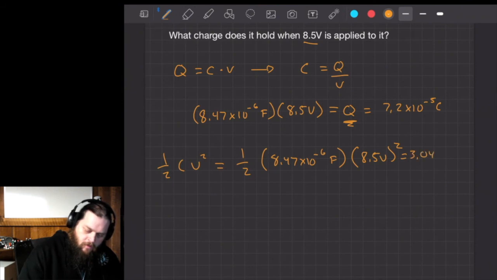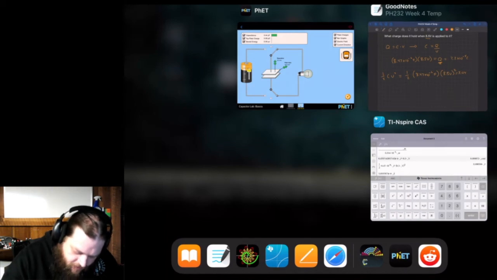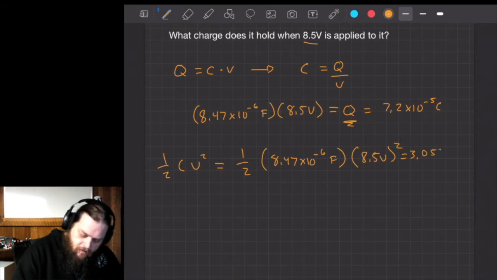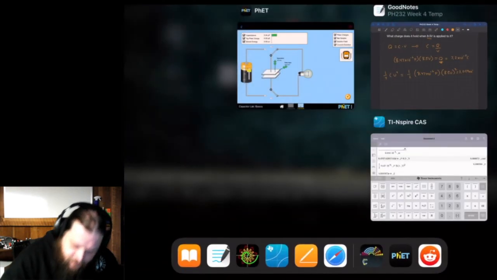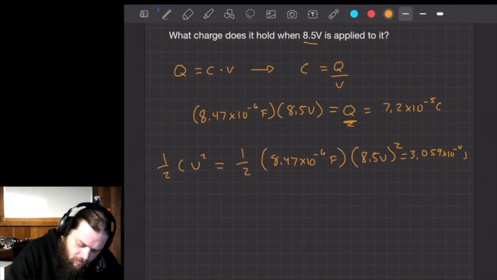So there's the energy that's stored in that capacitor.